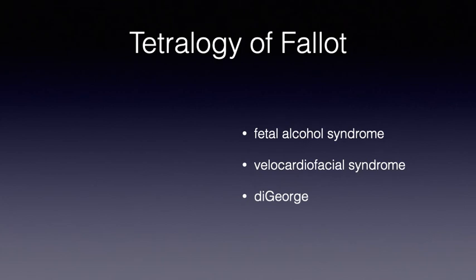Tetralogy of Fallot is associated with fetal alcohol syndrome, as well as the thymic aplasia syndromes involving a microdeletion from the Q, that is the larger arm of chromosome 22, and subsequent failure to develop the third and fourth pharyngeal pouches.